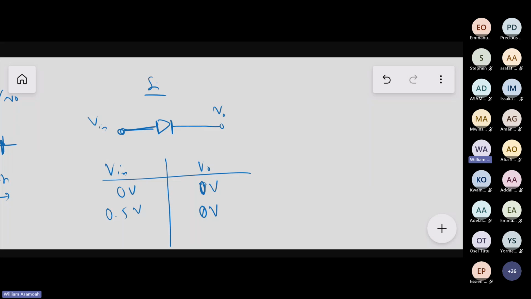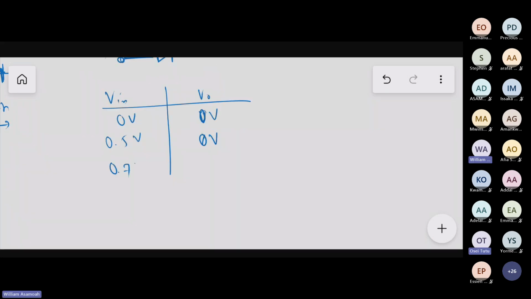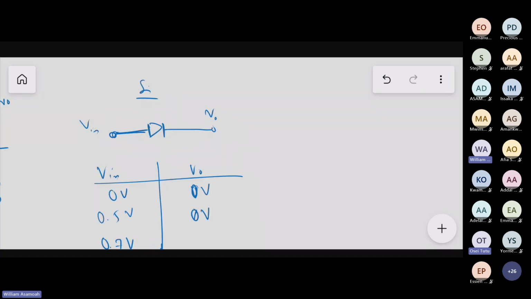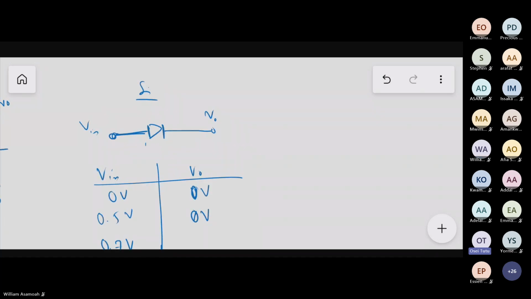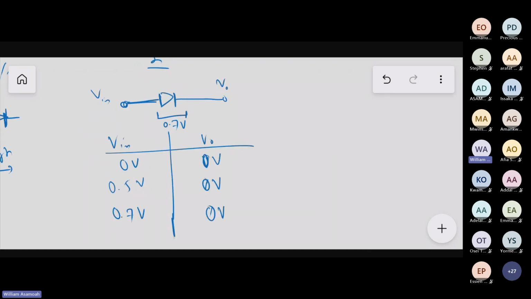Thank you very much. So if the voltage rises to 0.7 volts, then what happens is that the diode will turn on, but all of that 0.7 volts will be latched across it. So the diode cannot conduct that 0.7 volt to the output. So at 0.7 volts, here will still be 0 volts because no voltage will come. Now it has turned on.